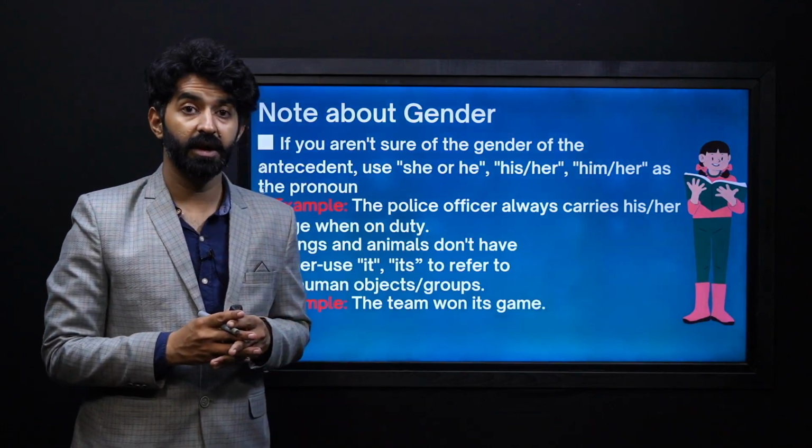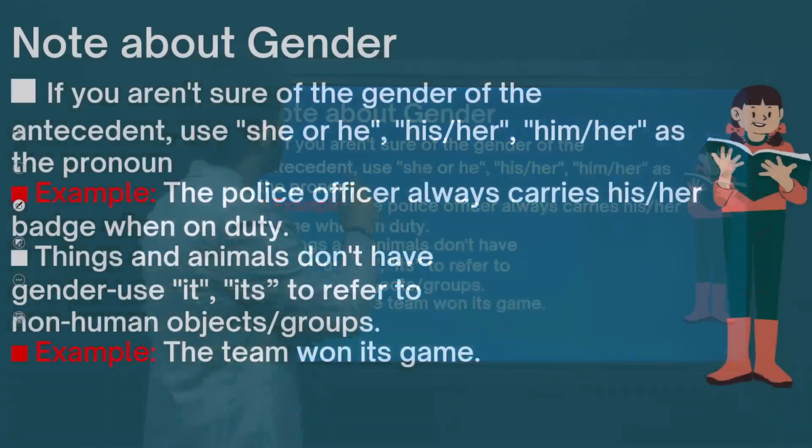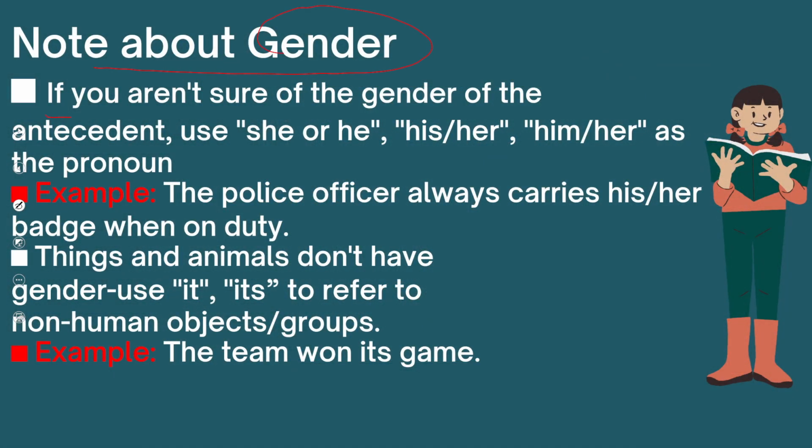So let's take a quick look at the note that we have added about gender. If you aren't sure of the gender of the antecedent, we should use she or he like this with a slash. If we are not familiar with the gender, we can use this in our sentence. We can also use him or her as the pronoun. For example, the police officer always carries his/her badge when on duty. So we are not familiar with the gender of the officer here. We will use his/her with a slash.